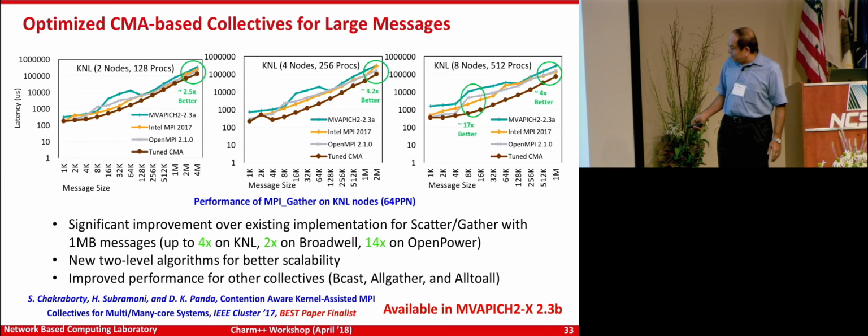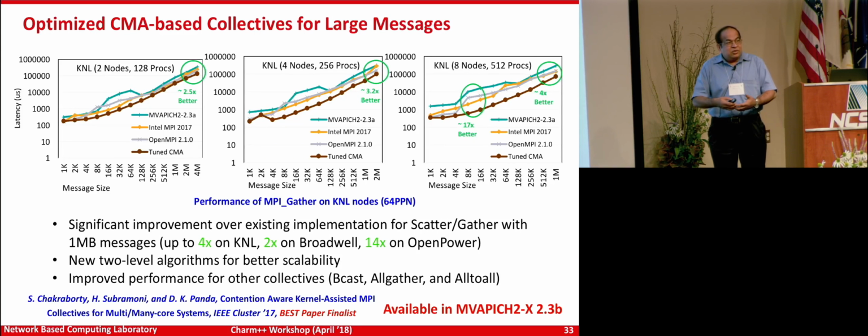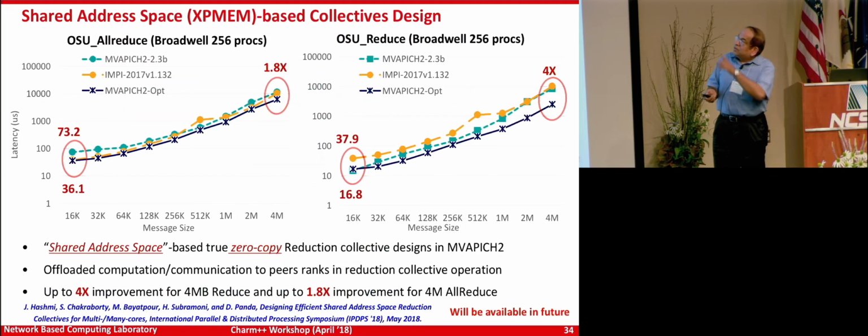This paper got best paper finalist at last year's IEEE Cluster 17. And this design is already available in our MVAPICH2-X if you want to experiment with it. What we have done is make some changes so that those lock contentions are eliminated or reduced, in how we orchestrate these operations. Here we compare our MVAPICH2 with Intel MPI, Open MPI, and this tuned CMA. These are log scale, so even though the gap looks small, you get factors of 2.5, 3.2, 4.x benefits within the node.